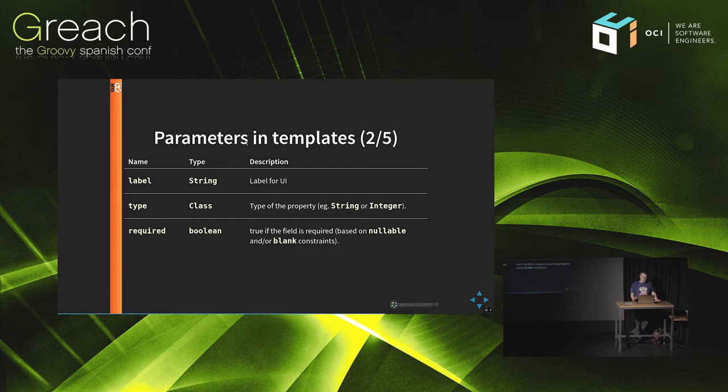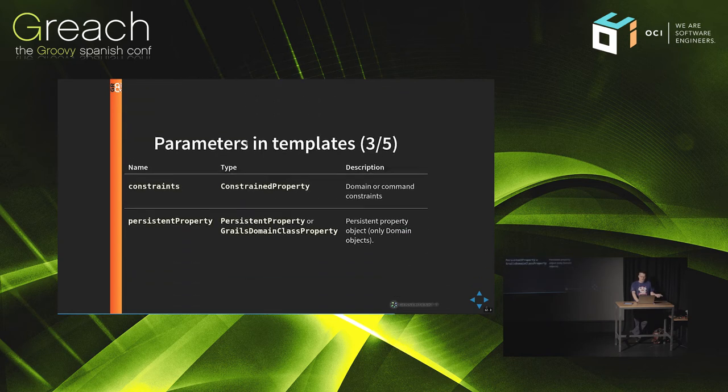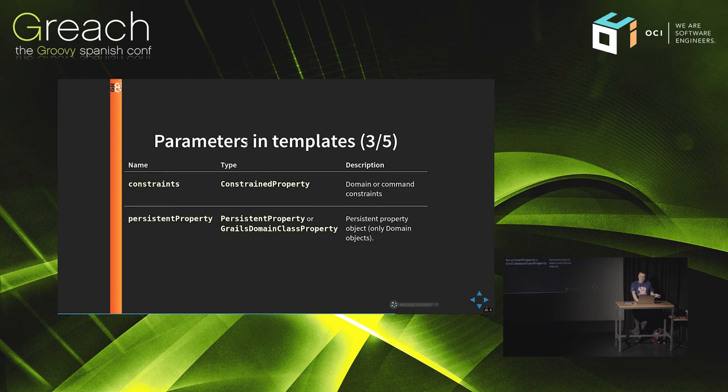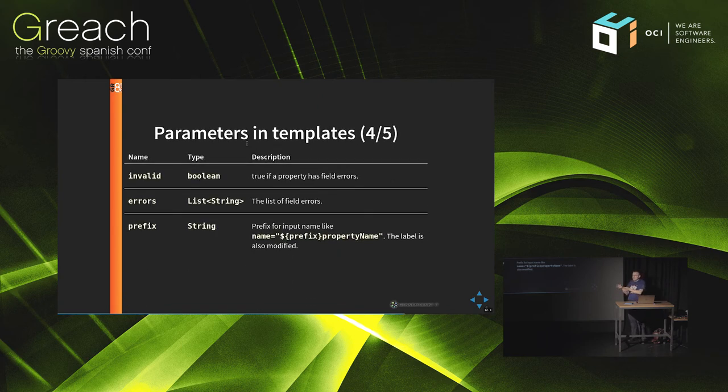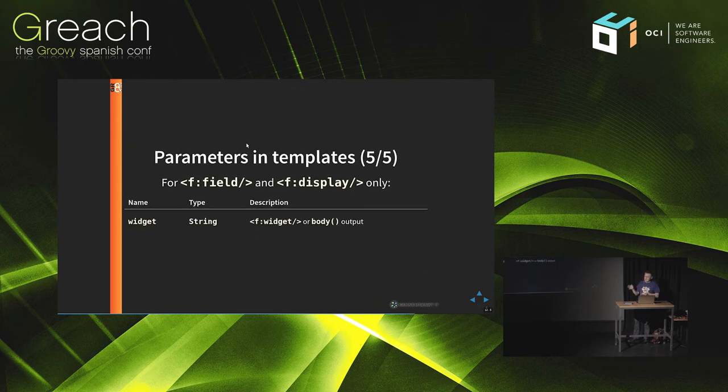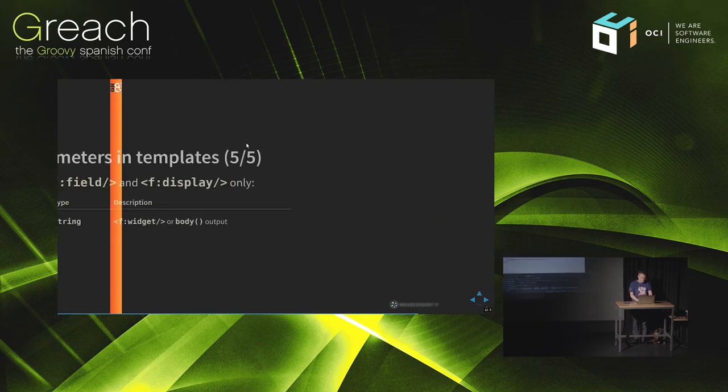So we have access to the type. We have knowledge about if it's required. We have access to the constraints. We have access to the persistent property. And we know if it's invalid. We have a list of the errors related to just that one field, not the entire bean. And we could also have access to the prefix. And for fields input, we also have access to the widget itself. That's what is actually being rendered for input. And the same goes for the display. Nothing different there.